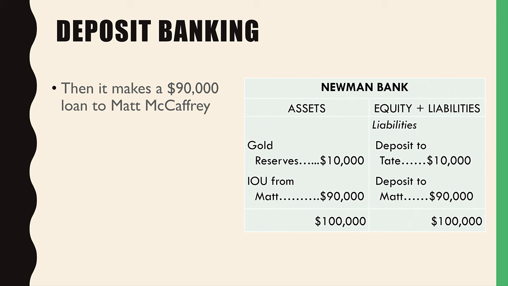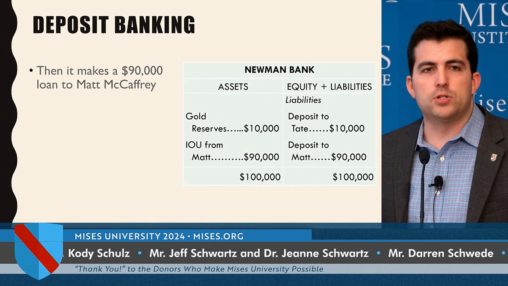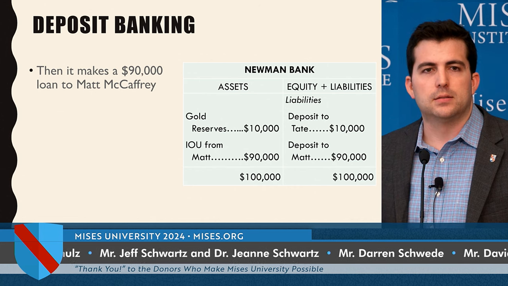So the assets of the bank have gone up from $10,000 to $100,000. And same thing with the equity and liabilities. They always have to balance out at the end. If not, you're cooking the books, as they say. You're doing something wrong. So this is a fractional reserve bank. We only have so many reserves for deposits.